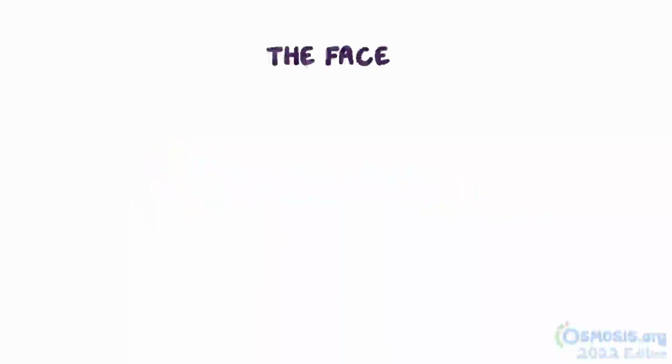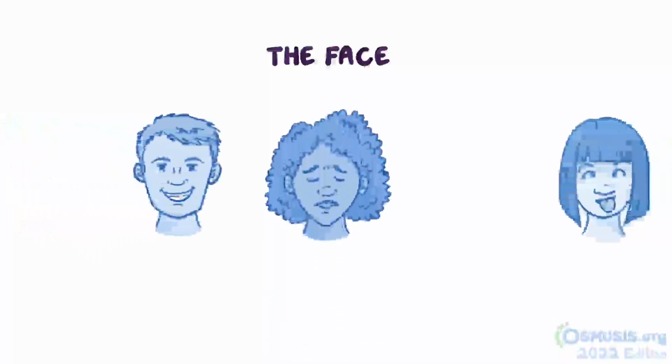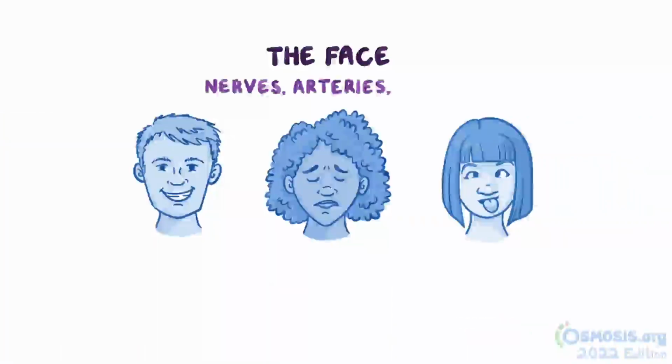The face contains an abundance of small muscles that work together to help us show our emotions. You can thank these muscles for everything your face does, from smiling and frowning to making funny faces in group pictures. Naturally, for those muscles to work, there are many tiny nerves, arteries, and veins that supply them.